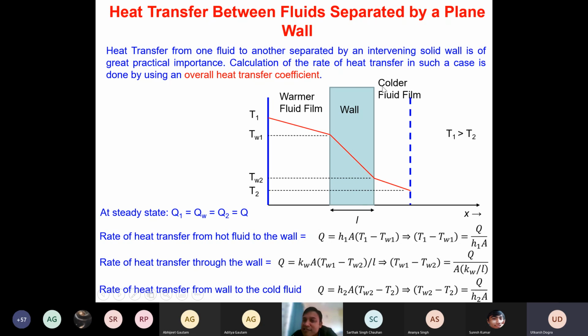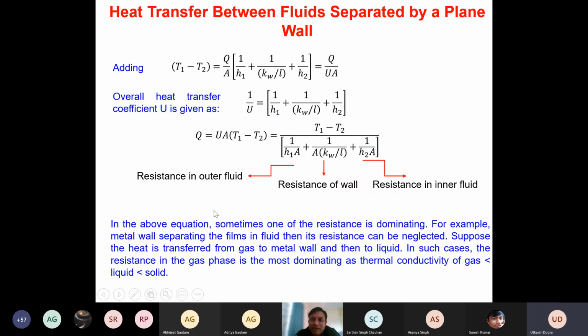In such cases, the resistance offered by a liquid film can also be neglected if there is a gaseous film contributing more, isn't it? So we may even have 1/U equals just 1/h1, even for simplified cases. Do you all agree? Yes, sir. So that is what is written here.